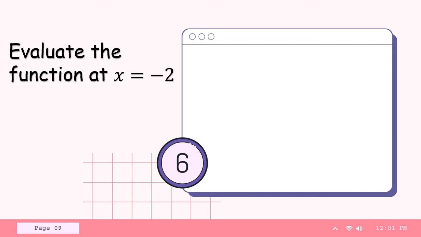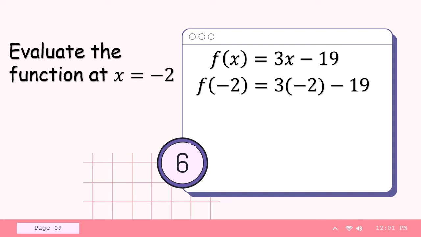Evaluate the function at x is equal to negative 2. f of x is equal to 3x minus 19. This will become f of negative 2 is equal to 3 times negative 2 minus 19. 3 times negative 2 is equal to negative 6. So that will become negative 6 minus 19. And negative 6 minus 19 is equal to negative 25. So our f of negative 2 is equal to negative 25.